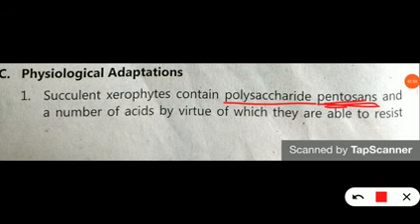Against the drought, they are protected by the pentosans. These pentosans are hygroscopic in nature. They absorb the moisture from the air and help these plants live. As well as that, a number of acids are present inside these cells, which help, such as betaine and leaf proteins, in stress tolerance, that is drought tolerance. These acids are present inside the cells and they fight or resist against the drought.